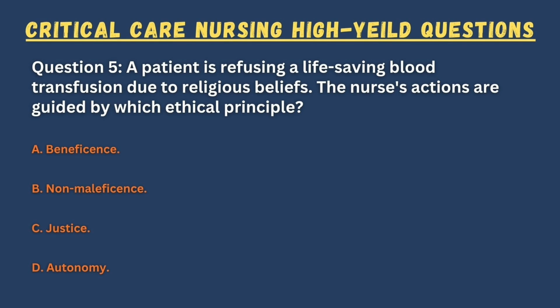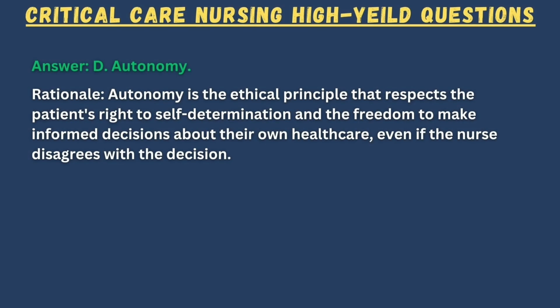Question 5. A patient is refusing a life-saving blood transfusion due to religious beliefs. The nurse's actions are guided by which ethical principle? A. Beneficence. B. Non-maleficence. C. Justice. D. Autonomy. Answer: D. Autonomy. Rationale: autonomy is the ethical principle that respects the patient's right to self-determination and the freedom to make informed decisions about their own healthcare, even if the nurse disagrees with the decision.